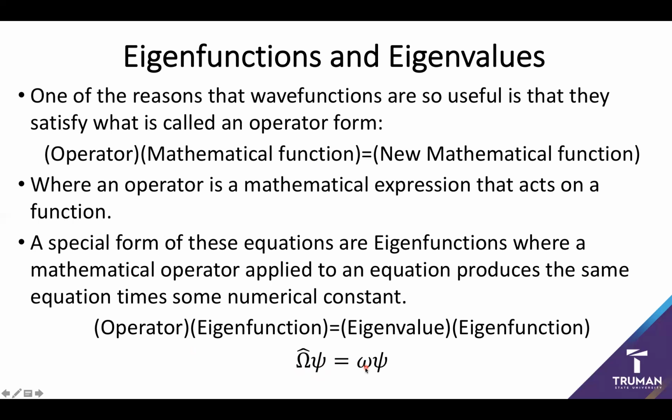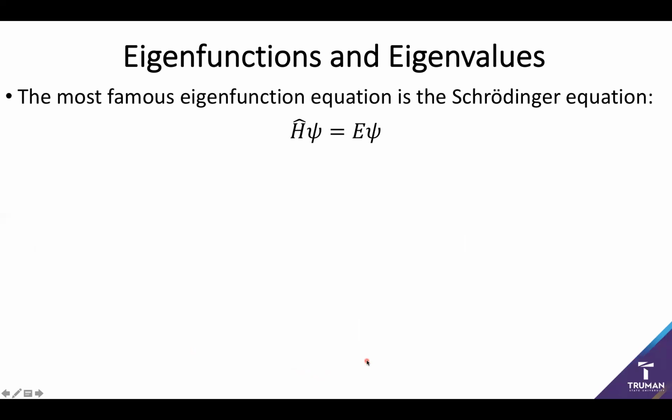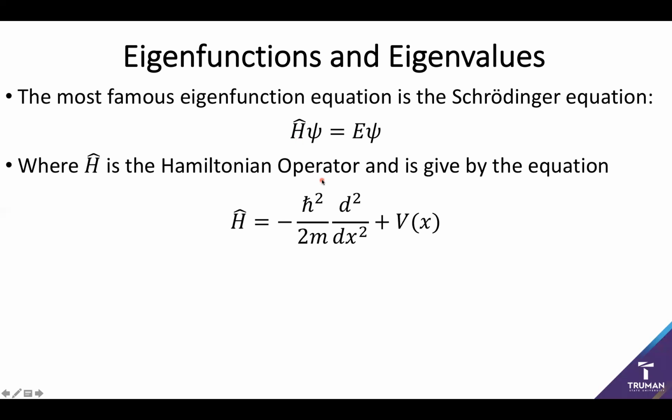Now, this should look vaguely familiar as we've already introduced one of the most popular eigenfunction systems in existence, and that's the Schrodinger equation. So the Schrodinger equation, the Hamiltonian, is going to be my operator, and it's going to be given by a fairly general equation. So the equation includes a first part, which represents the kinetic energy, which just involves our h bar squared over twice the mass, and then the second derivative with regard to position.